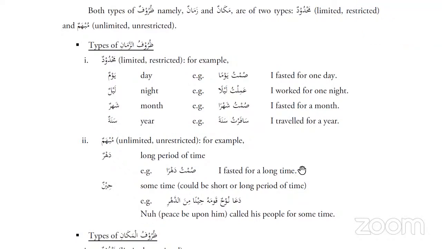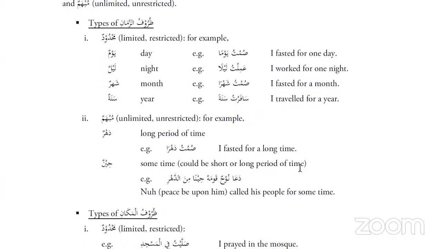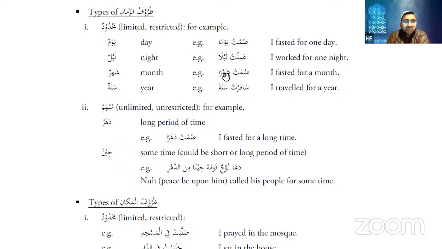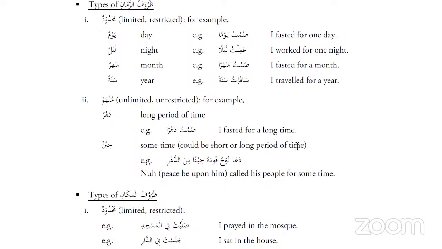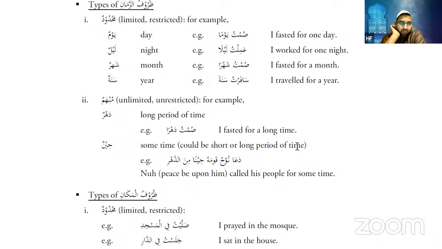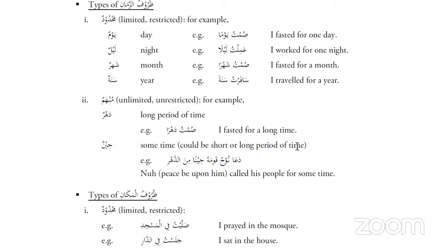Exactly. But there is no place in this one. This is zarf zaman. This is time itself. Next one is unlimited, unrestricted. So mubhamun, unlimited, unrestricted. For example, dahrun, a long period of time. Example, sumtu dahran. I fasted for a long time.